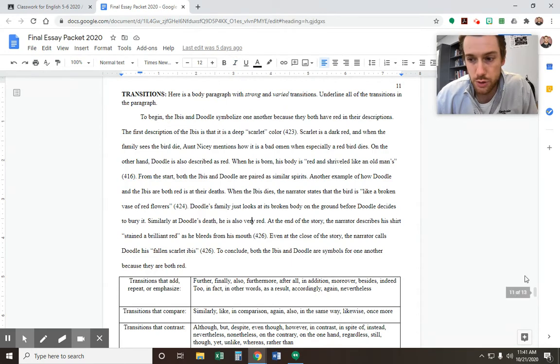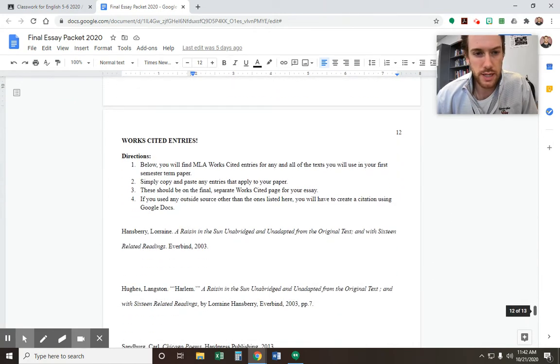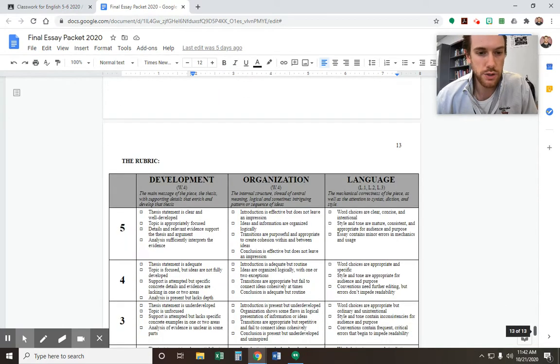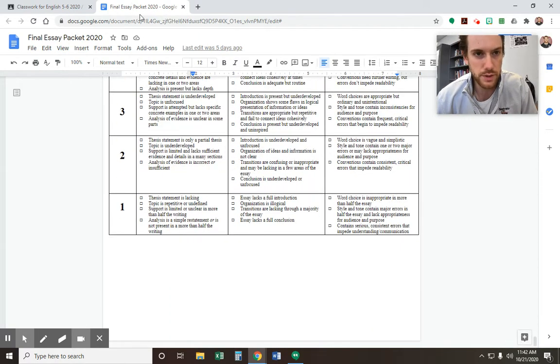To help you out as you write, I put together this chart on this page too that shows you different transitions so that you can, as you're reading your first draft that you're going to put on Turn It In by our next class, if you need help, these are ideas for transitions you could add. I also want to touch on the last 2 pages. You don't have to do anything with these, so don't worry about these right now. You don't need works cited entries. You don't need to worry about the rubric yet. We'll cross that bridge when we get to the final draft, okay?